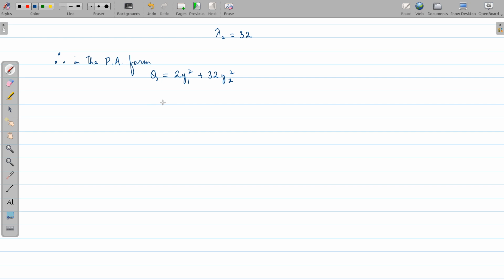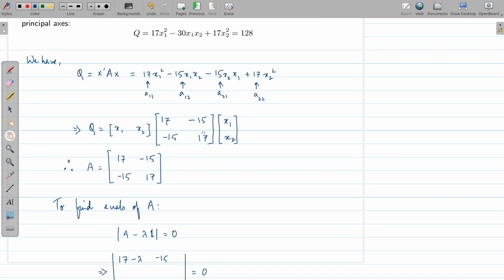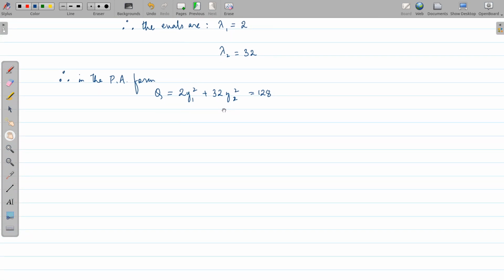So let's say in this case this was equal to 128. Remember I said earlier, whenever you make q equal to some constant, that is going to give us a curve. So q is equal to this, which is equal to 128. As per the problem, it is equal to 128. So because it's 128, we can now use it.